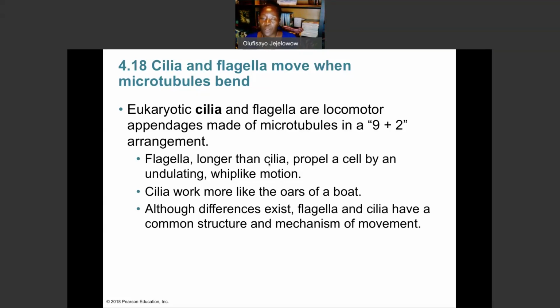The linings of our airways are filled with cilia. The lining of our lungs is filled with cilia, helping us clean and sweep junk into mucus that goes into our digestive system. Otherwise, the air we breathe in, which is often impure, would over time allow accumulation of dust and particles in our airways. Cilia work more like the oars of a boat, and the differences between flagellum and cilia are apparent, but they have a common structure, the 9+2 arrangement and mechanism of movement.